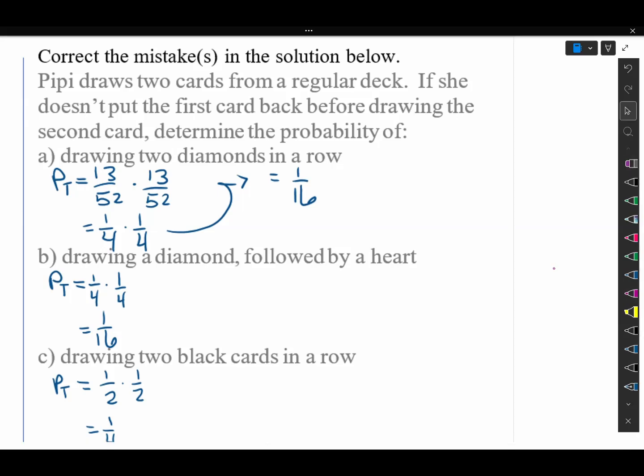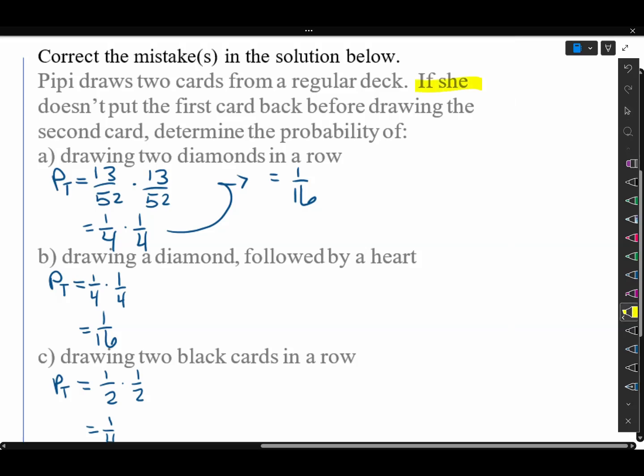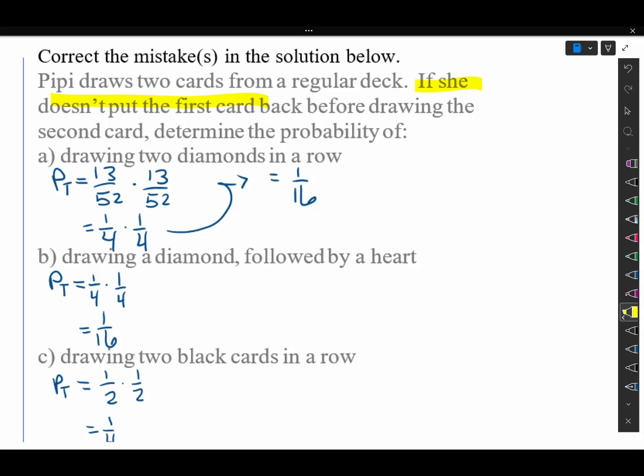Pippi draws 2 cards from a regular deck. If she doesn't put the first card back before drawing the second card, determine the theoretical probability of drawing 2 diamonds in a row. Well, we know the theoretical probability of drawing 1 diamond is 13 over 52, because there are 13 diamonds in a deck of cards, there are 52 total cards in the deck. So that looks correct to me.